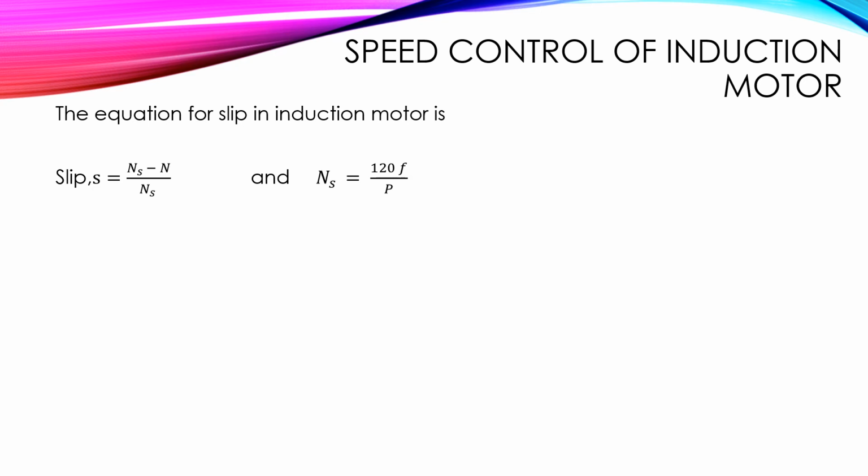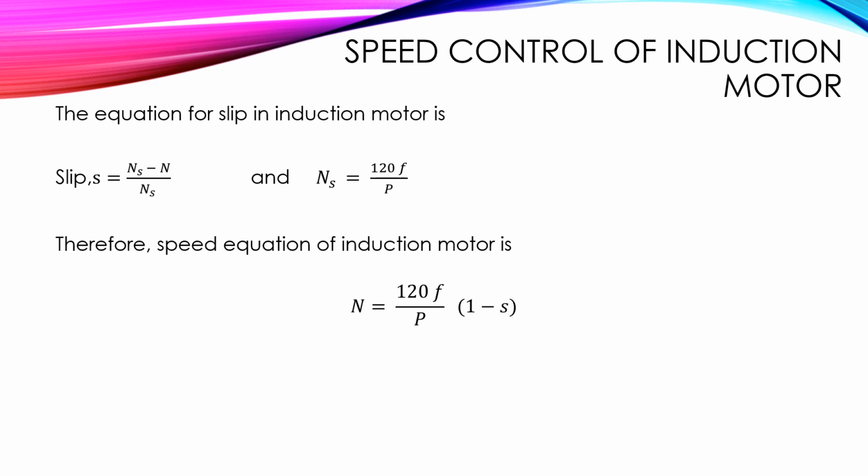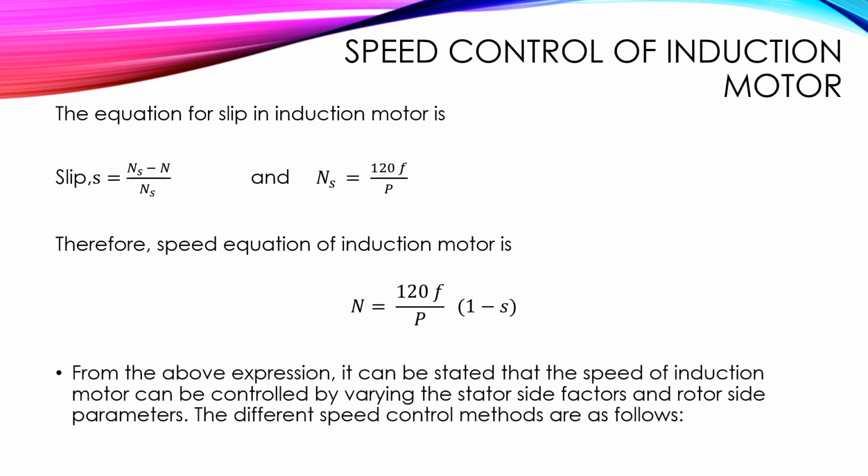And the slip S is given in fraction by the equation, the difference of synchronous speed and rotor speed divided by the synchronous speed. Therefore, the speed equation of induction motor becomes N equals, N is what? Rotor speed, and that is equal to 120 F by P multiplied by (1 minus S). So from the above expression, it can be stated that the speed of induction motor can be controlled by varying the stator side factors and rotor side parameters. The different speed control methods are as follows.